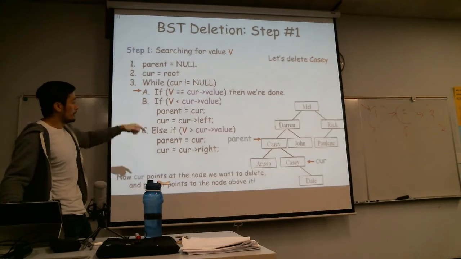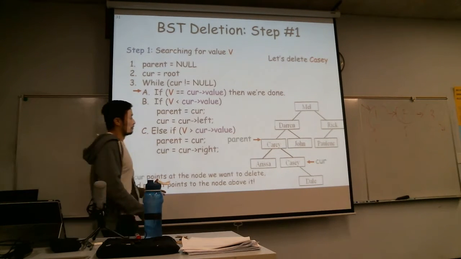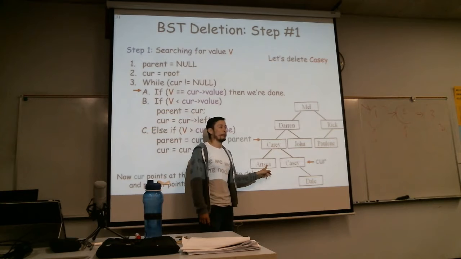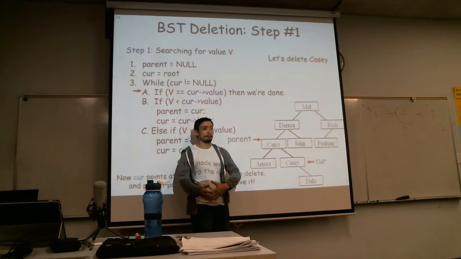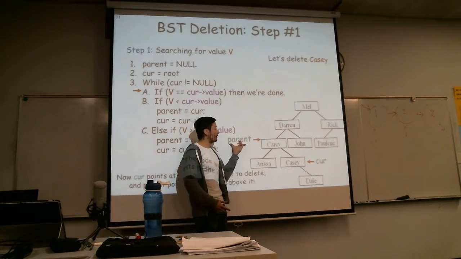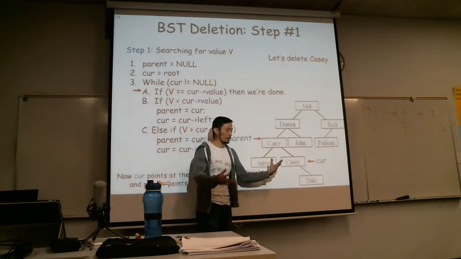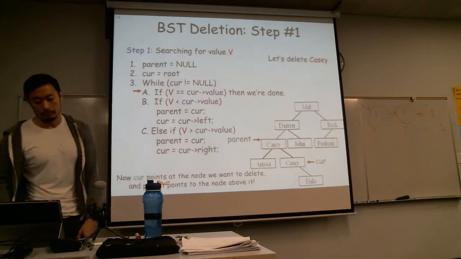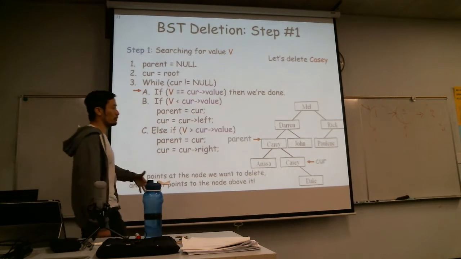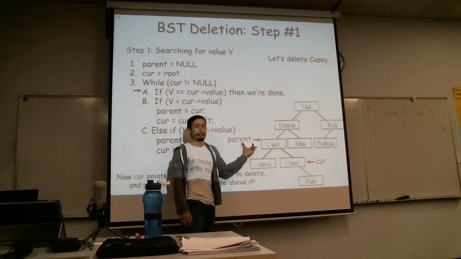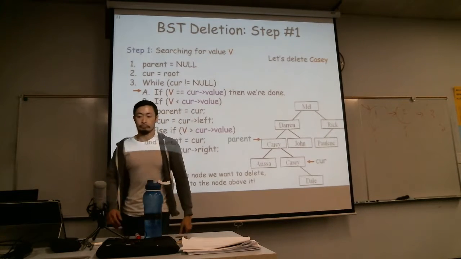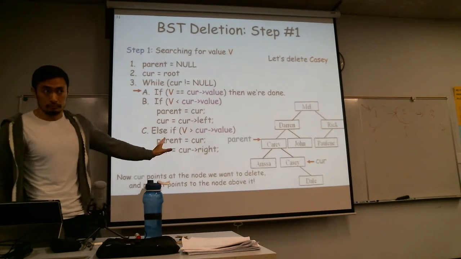We ask, is Casey equal to Casey? Yes. Boom. And so we're in a situation now where we can delete Casey. Because we have something pointing here, which allows us to relink, and then this can get deleted once we handle things. So this whole process was simply to get to the point where we can relink things. Any questions on this?